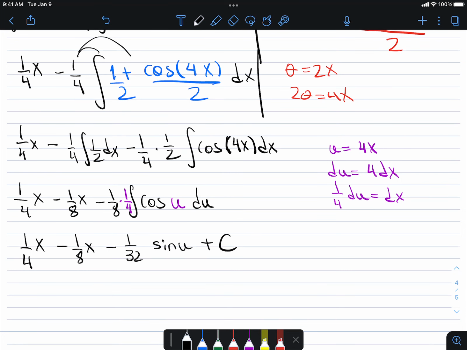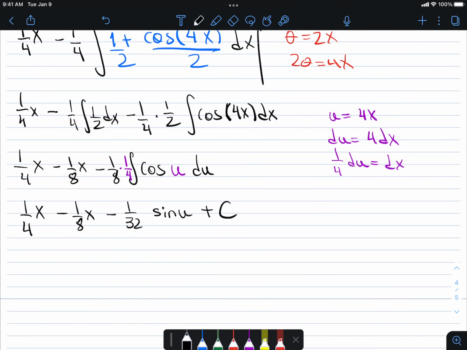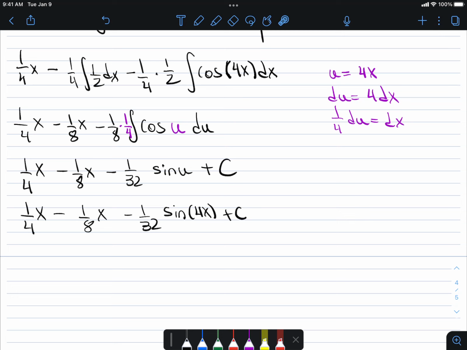Now I'm done with integrating. Got to add my plus c. And that's 1 over 32. Remember that u was 4x, so this is the sine of 4x plus c. Almost done here. For it to be more presentable, I just want to combine these two. So I have here 2 over 8 minus x over 8.